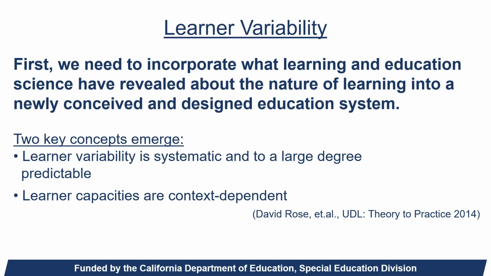Also, learner capacity is context dependent. Context dependent meaning we're good at some things and better at other things. We may learn best in the morning. Others might learn best in the evening. For example, I'm not a math person. I have a lot to improve upon in this area. However, when it comes to language arts, I'm so much stronger.